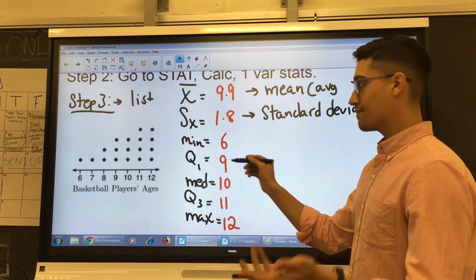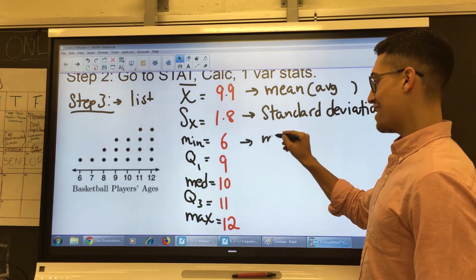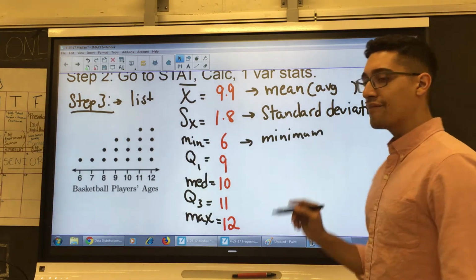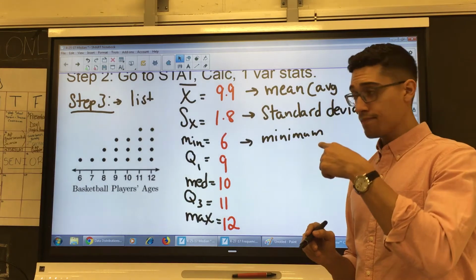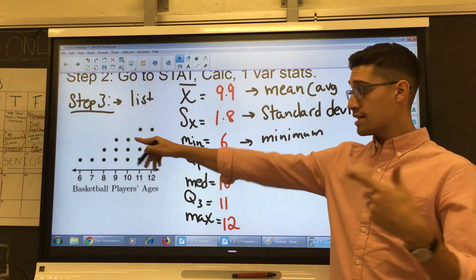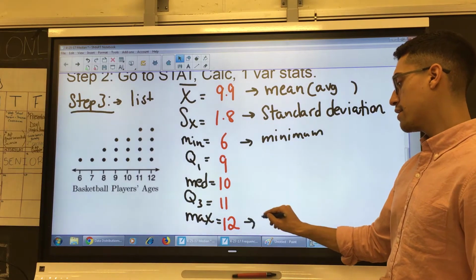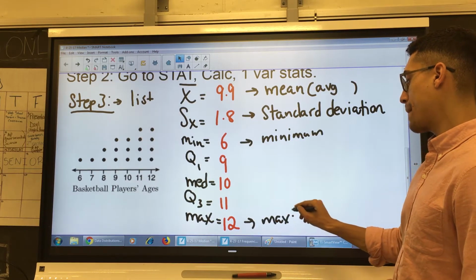Minimum, that's minimum, which obviously means your smallest data. It's like 6. You can see it in the graph too. The max is clearly the maximum.